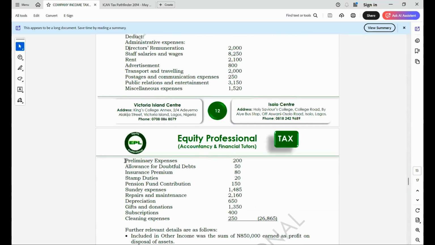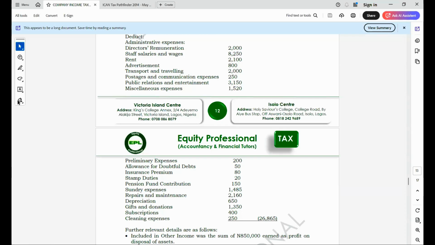We have preliminary expenses. Is it an allowable expense? What is preliminary expenses? Who can tell us? These are expenses incurred before incorporating a business or before construction of a fixed asset or something like that. Yes, expenses incurred before incorporating a business. They can also call it formation expenses. It is called preliminary or formation expenses. So those are the expenses incurred in the formation of a business.